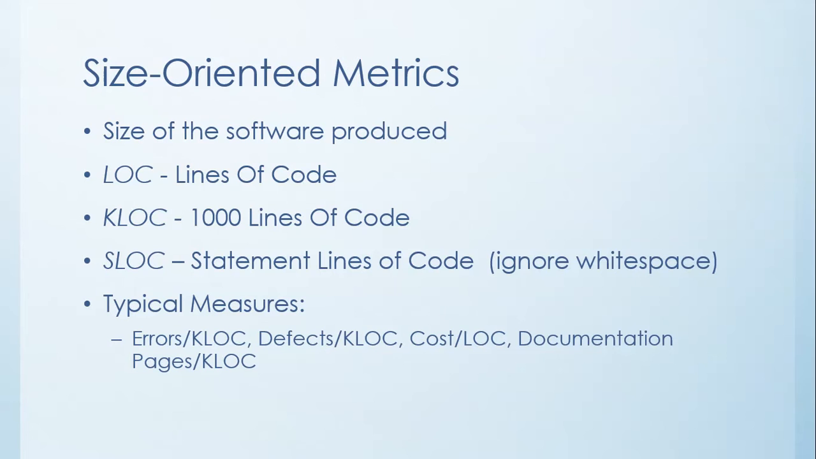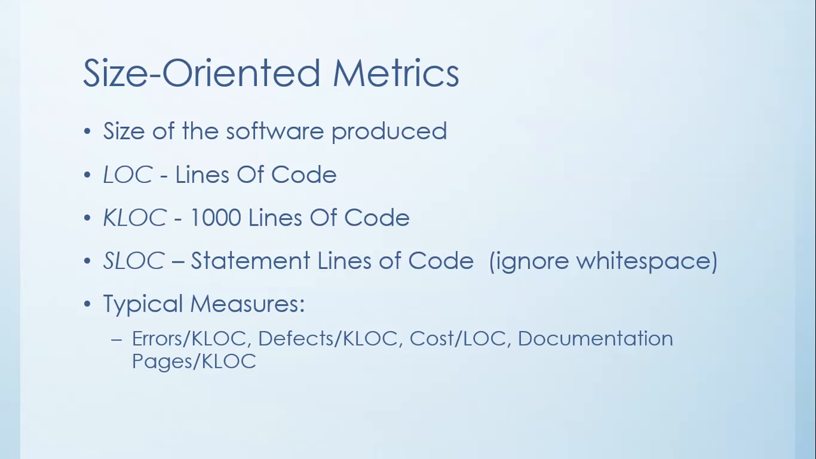The first kind of metric that you want to be able to measure, probably the simplest one, is talking to the size of the software that is produced. These are the LOC measures, so the number of lines of code, which you can directly measure out your program. The next is the kiloloc, which is every 1,000 lines of code. Next is SLOC, which is the number of lines of code which is ignoring the white space.